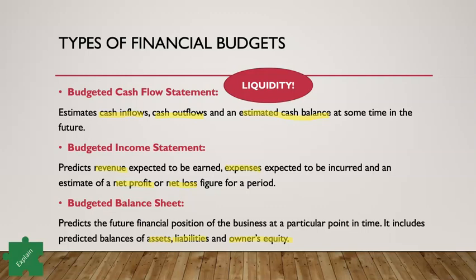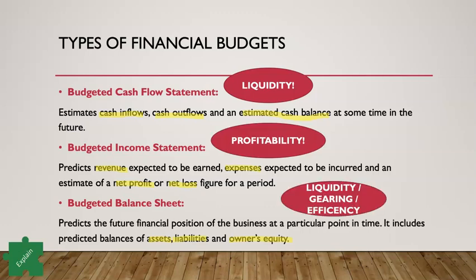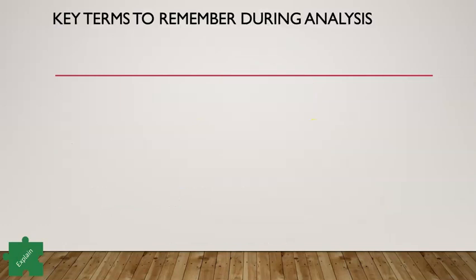And this allows us to then do some analysis, and with these terms we'll become experts later: liquidity, profitability, gearing, and efficiency. There are four key words here that I really want you to understand, because we're going to use them when analysing budgets later. These are the four key terms to understand and use in your analysis.